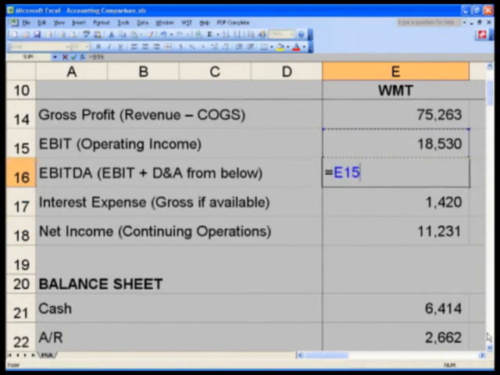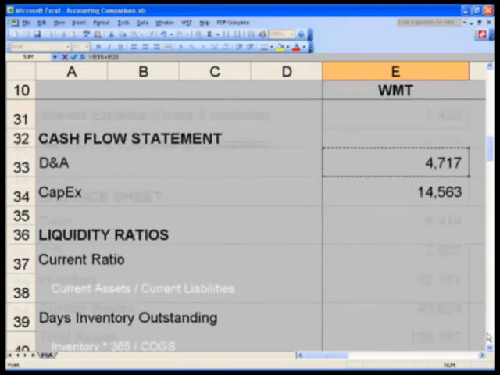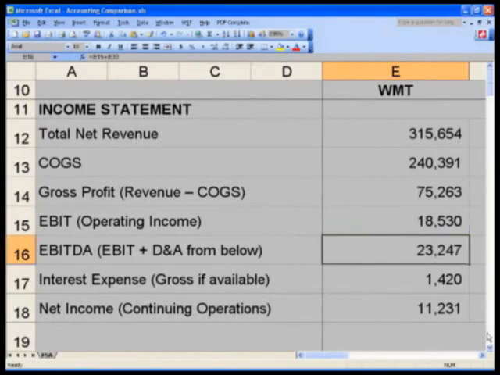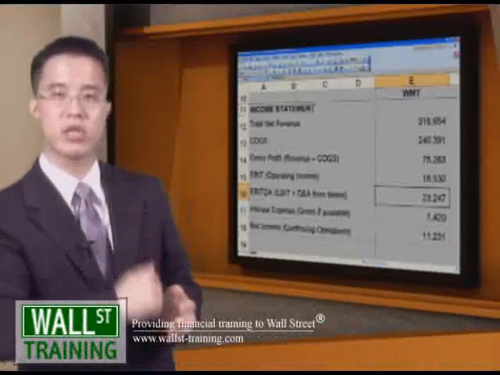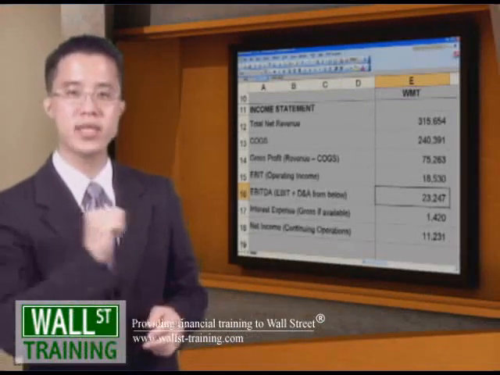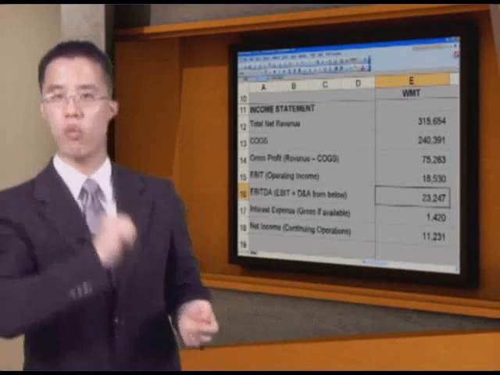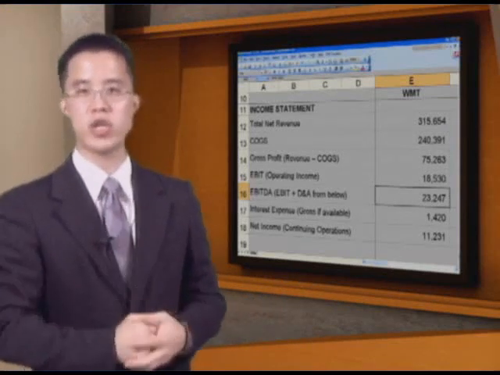Now, let's go ahead and complete our EBITDA. Our EBITDA will be the sum of our EBIT, 18,503, plus that D&A number down there, 4717. Again, that EBITDA number will be that 23,247, which is comprised of EBIT, operating income, plus our depreciation and amortization number of 4717. We have now finished the inputs for Walmart. Let's go ahead and do the next company, Target, on our list.